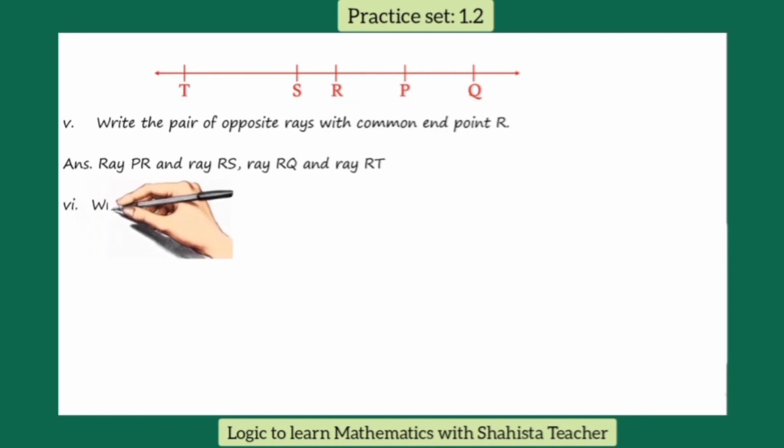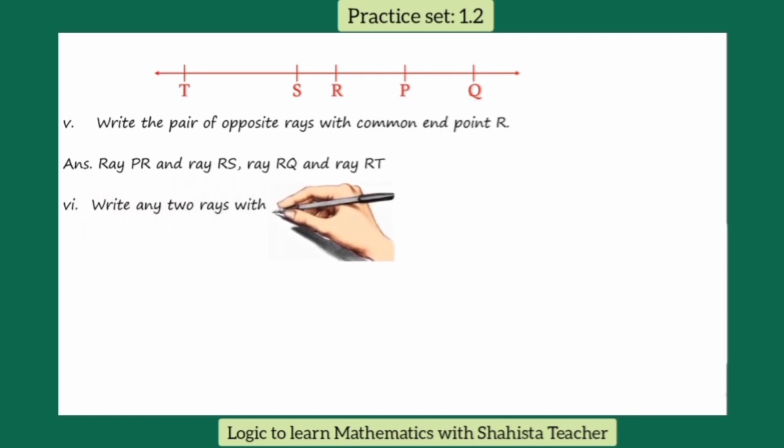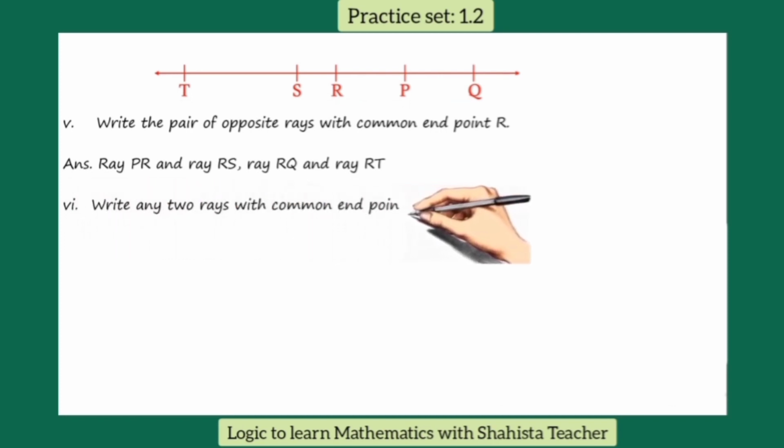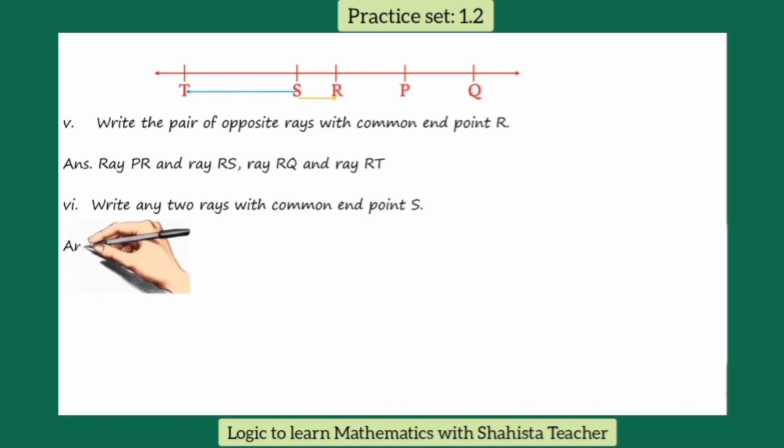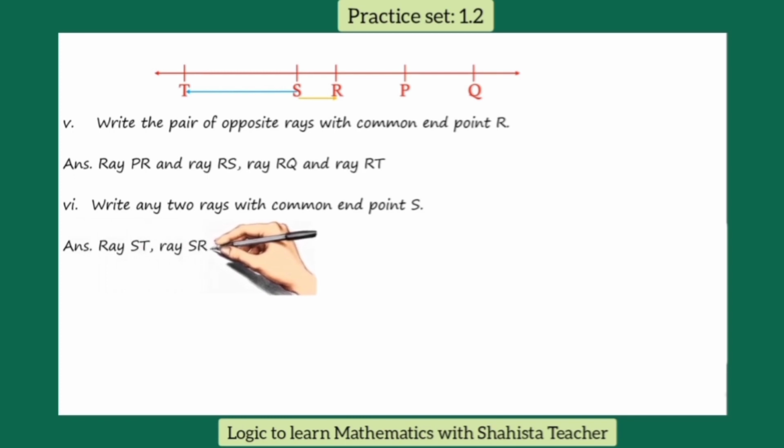Sub-question 6. Write any two rays with common endpoint S. So here there are two rays where the common endpoint is S. Ray ST and ray SR. Ray ST and ray SR have endpoint S. Both the rays have common endpoint S.